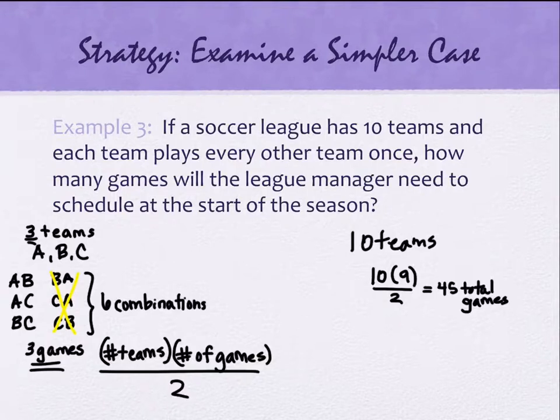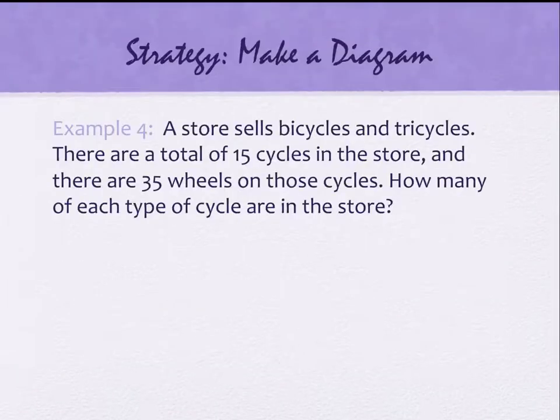So, all right, let's take a look at another one. A store sells bicycles and tricycles. There are a total of 15 cycles in the store, and there are 35 wheels on those cycles. How many of each type of cycle are there in the store?